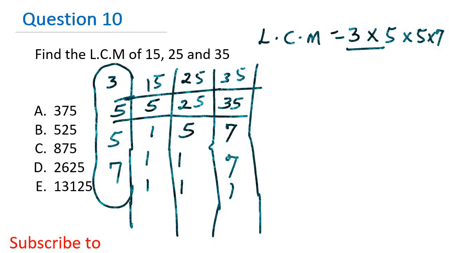3 times 5 is 15. 5 times 7 is 35. Now multiply both of them.